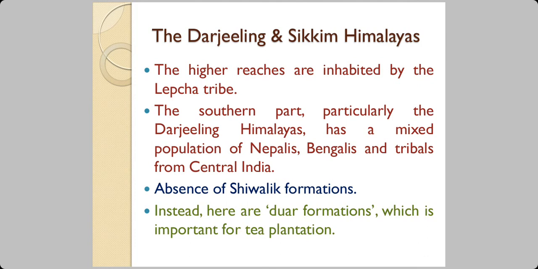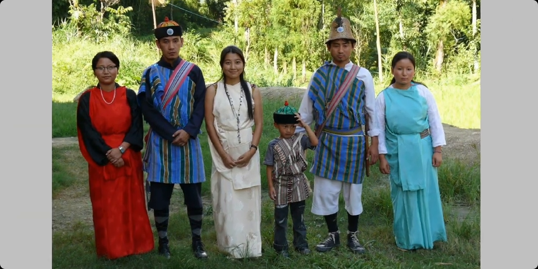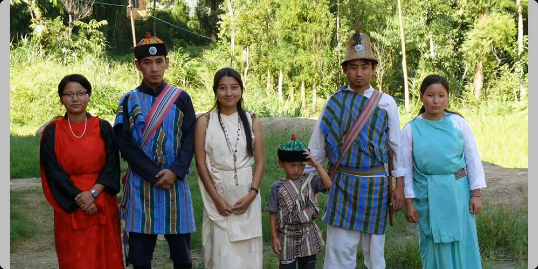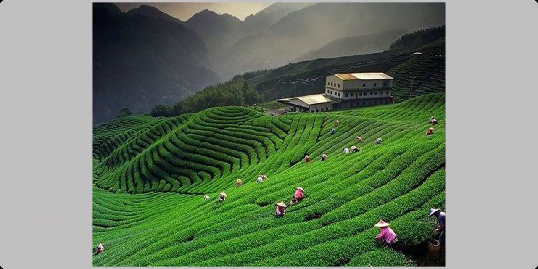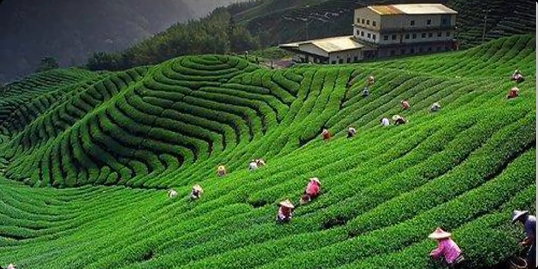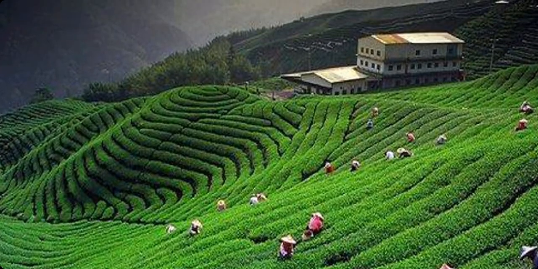Now, this region of Himalayas doesn't have any Shivalik formations. Instead, there are what they locally call the Duar formations, which are important for tea plantation because these Duar formations are rich in humus, and it makes the climate at such an elevation suitable for tea plantation. This is a family of Lepcha tribals. This is a picture of the tea plantation in Darjeeling.